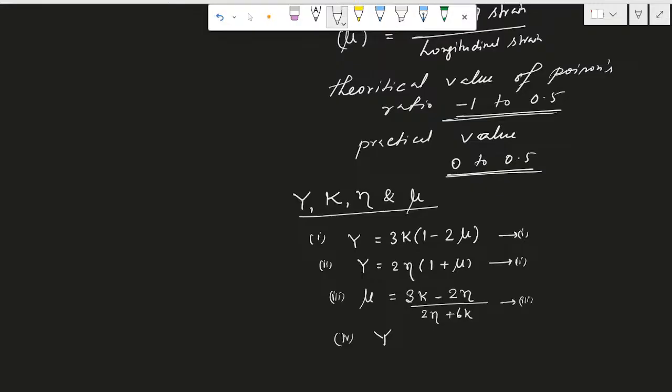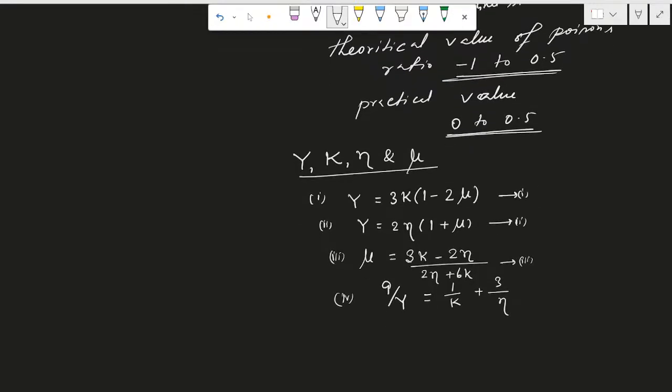yes, we can do in this way, we can combine both of them. Actually we can combine it and we can get this in this way, 9 by Y is equal to 1 by K plus 3 by eta.